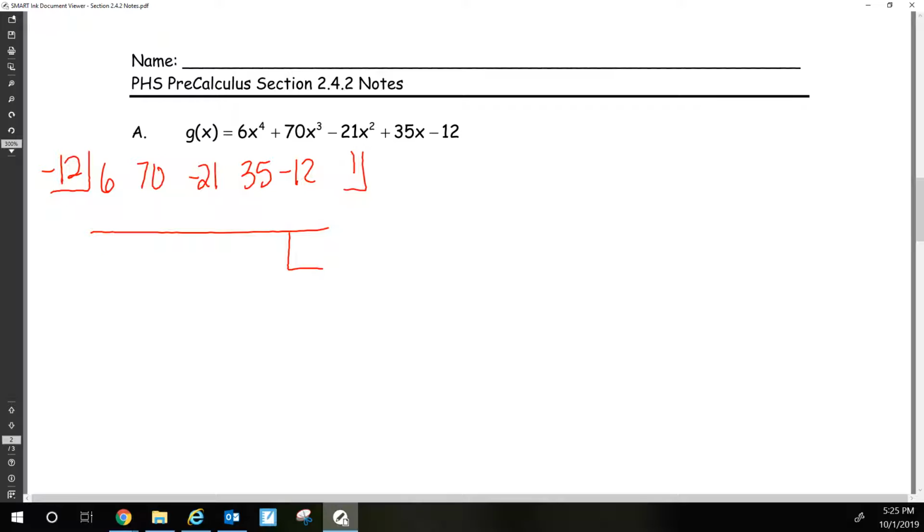Alternating in sign, right? So bring down the 6 times -12 is -72, plus 70 is -2 times -12 is 24. Minus 21 is 3 times -12 is -36, plus 35 is -1 times -12 is 12, and that is a 0. So that's good.